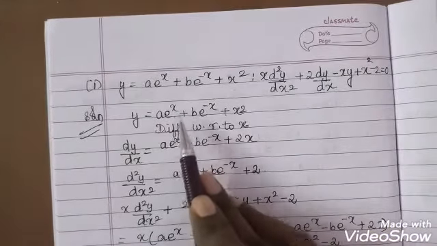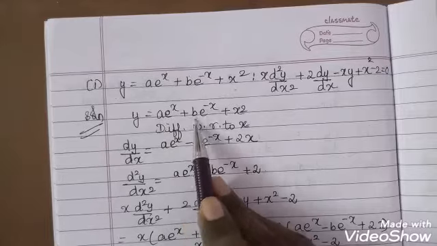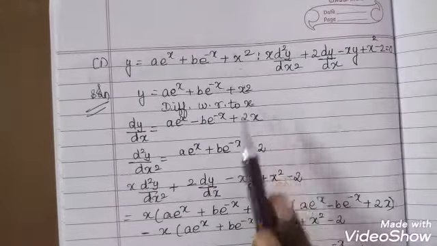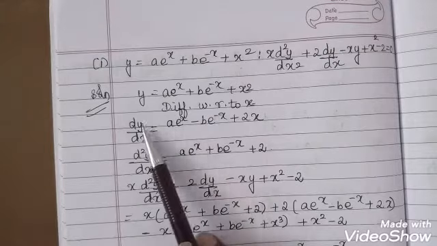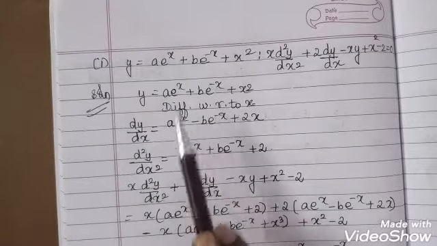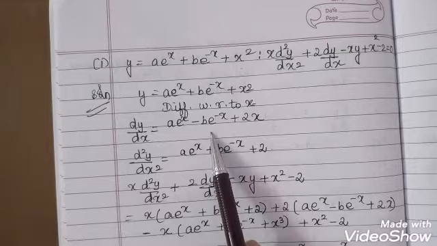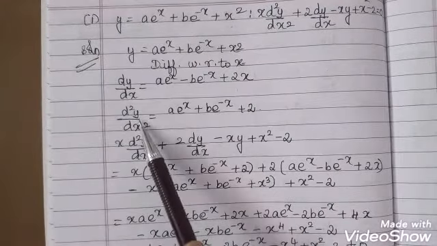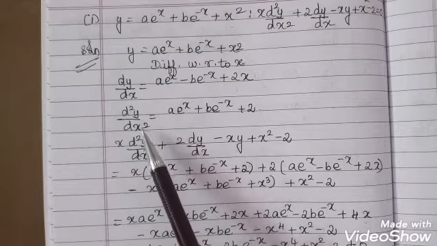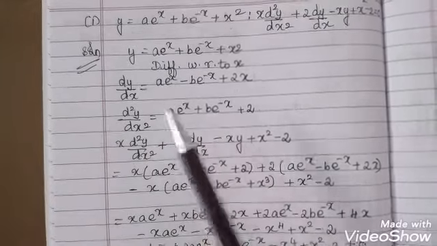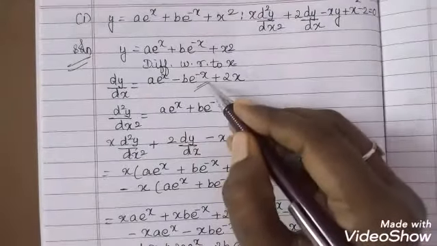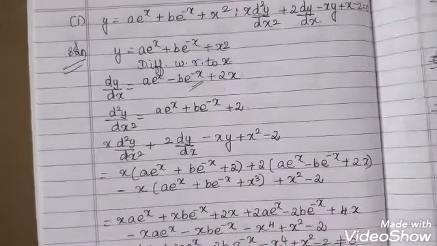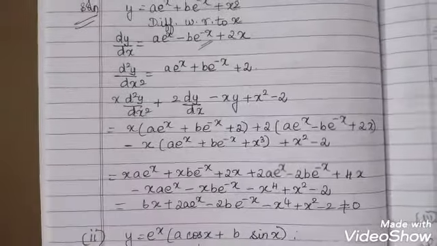So y is equal to a e power x plus b e power minus x plus x squared. Differentiating it with respect to x, dy by dx is equal to a e power x minus b e power minus x plus 2x. Now find out the second derivative. d squared y by dx squared is equal to a e power x, and when you differentiate e power minus x you get e power minus x into minus 1, so plus b e power minus x, plus differentiation of 2x, which is nothing but equal to 2.